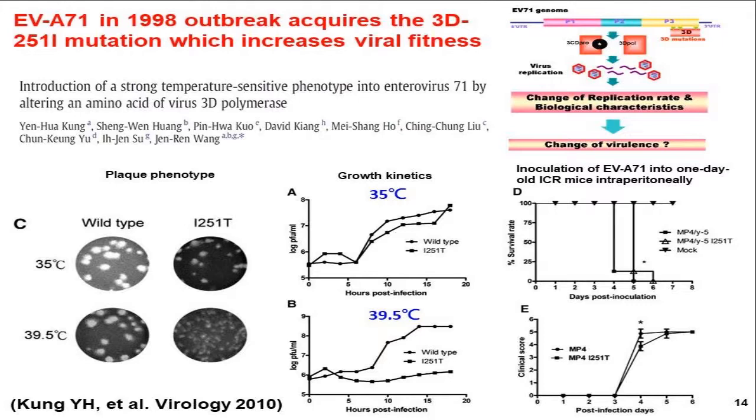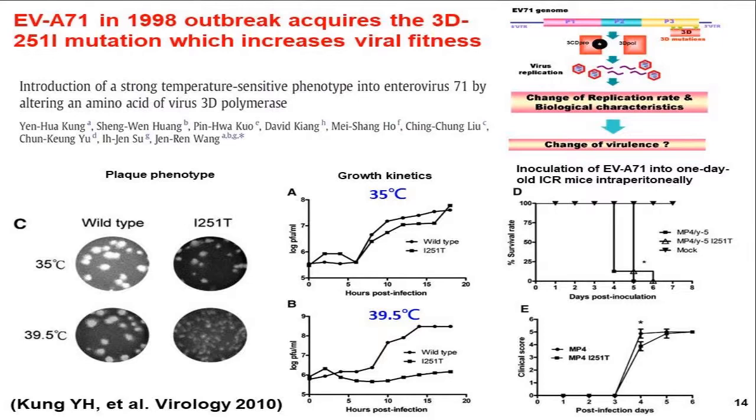In the virus growth at 35 degrees, they had similar growth. But at the higher temperature, like 39.5, you can see a much reduced titer of viral growth. So this indicates that before 1998 the virus could not grow well at high temperature, and after 1998 it grew better, so it got a higher viral load. You can also see a smaller plaque size at higher temperature with this 3D substitution.